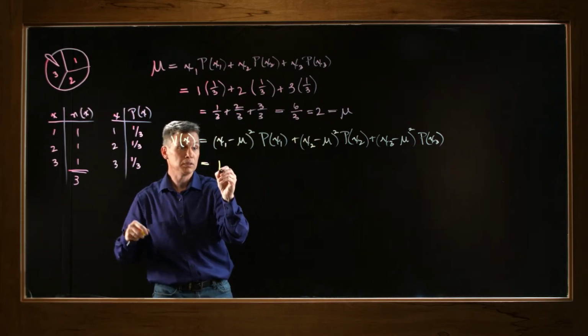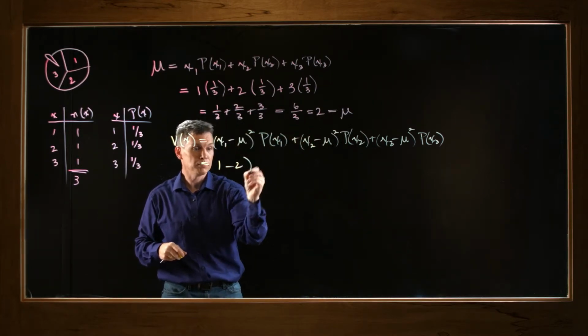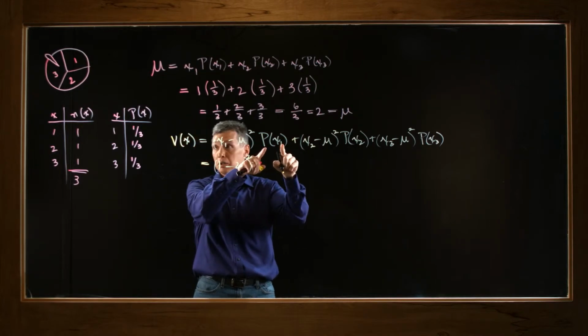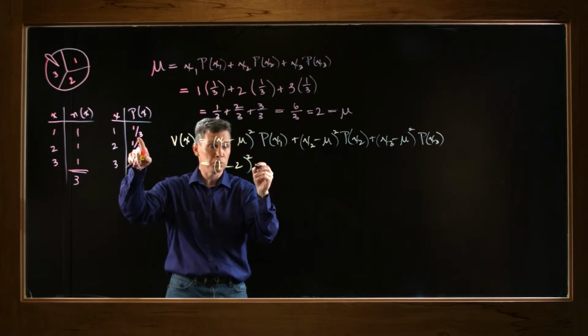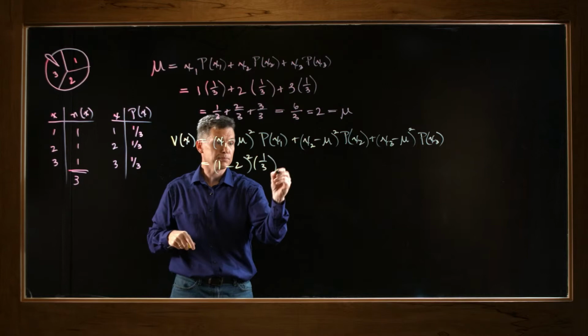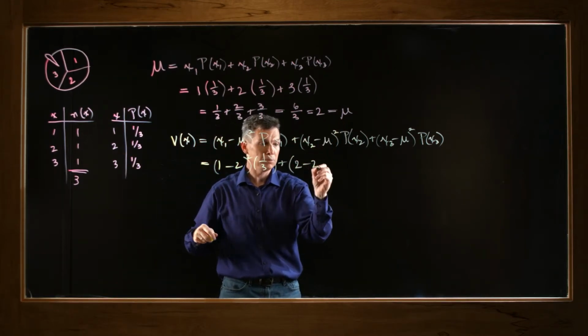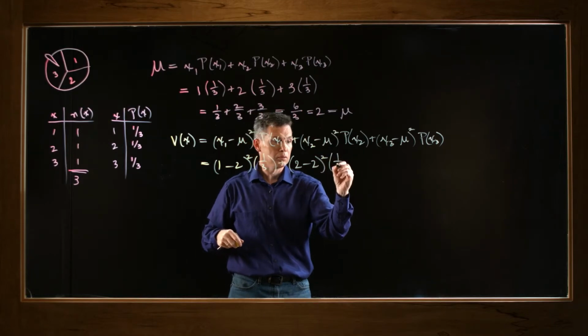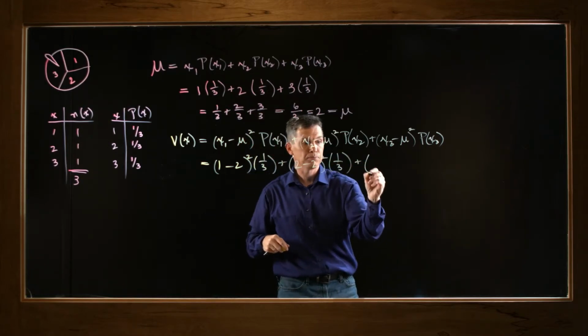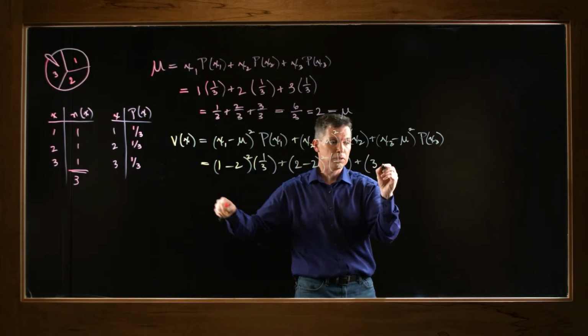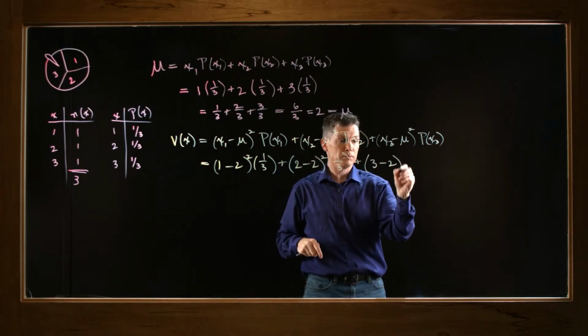X sub 1 is 1. Subtract the mean of 2. Corresponding probability for x sub 1 is 1/3. X sub 2 is 2. Subtract the mean of 2. Probability is 1/3. X sub 3 is 3. Subtract the mean.